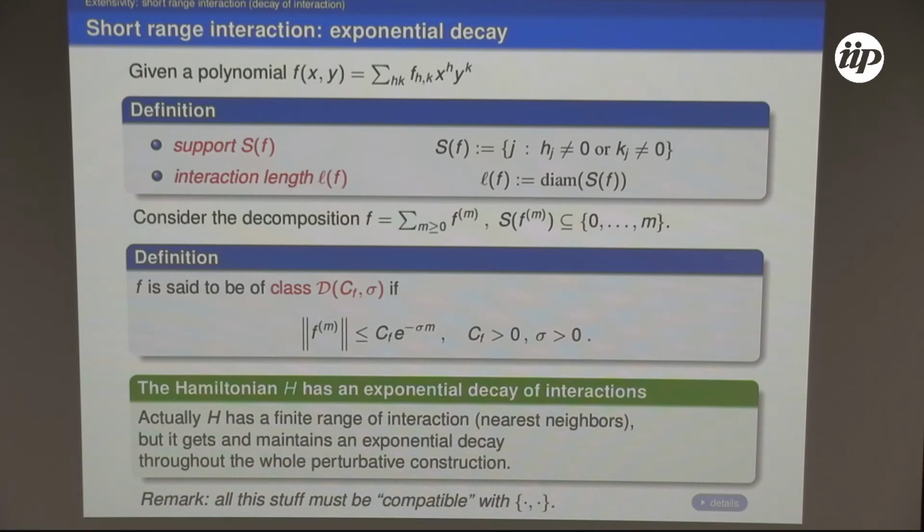At the first step of the perturbative construction, we lose immediately the fact that there is a finite range. We get an exponential decay with short range interaction, and this is maintained through the whole construction. And again, this kind of property has to be compatible with the Poisson brackets. So I think that I can stop here because the next step would be entering details of the proof, and I think it's enough this way.